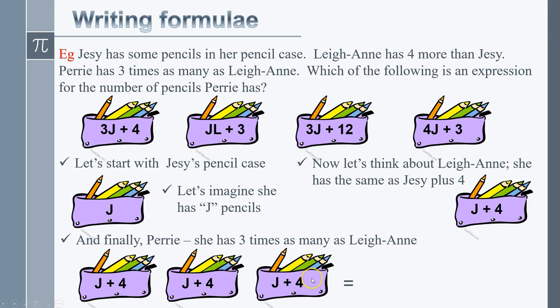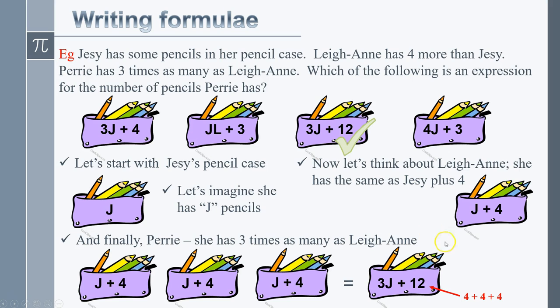So, there they are. So, now we've got to say, well, how many pencils does she have altogether? She took each of these and put them all in one pencil case. So, how many J's have we got? Well, that's going to give us 3 J's. And then we've got 4 plus 4 plus 4. So we've got 12. So the one we've got is that one there, 3J plus 12. So that's the one that represents the number of pencils that Perry has got.